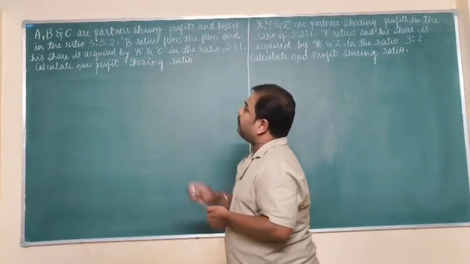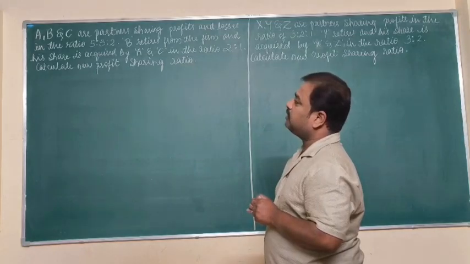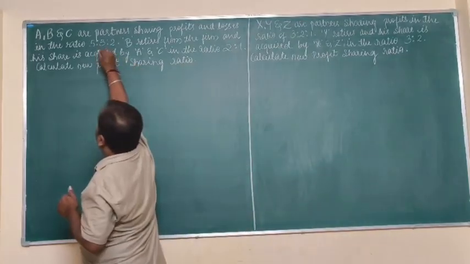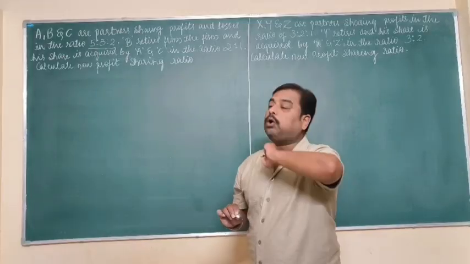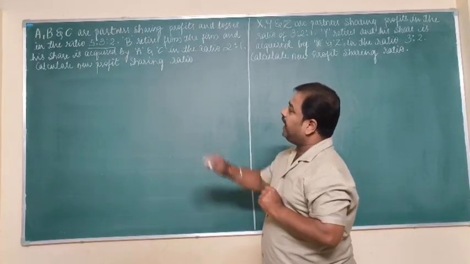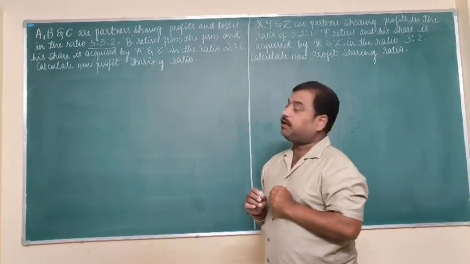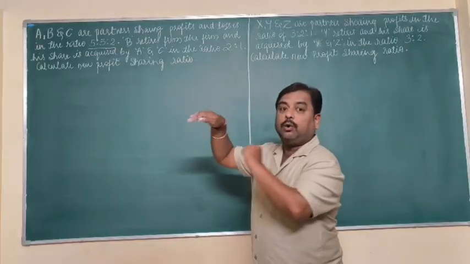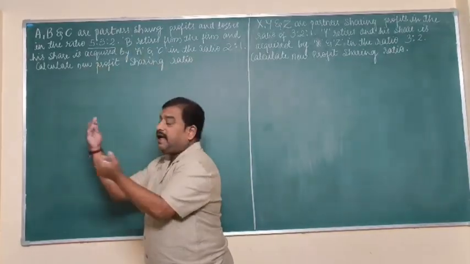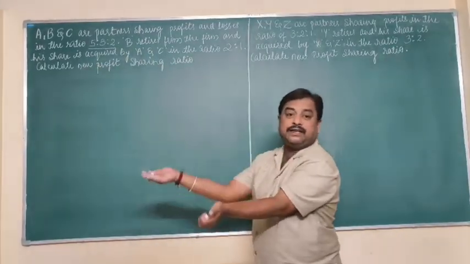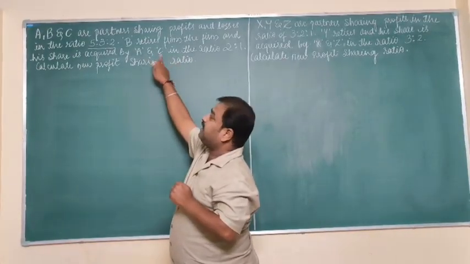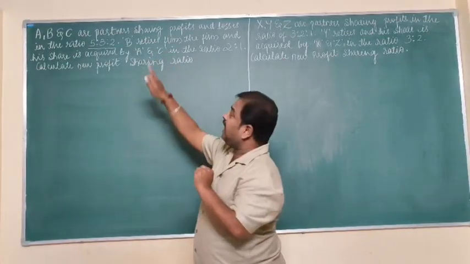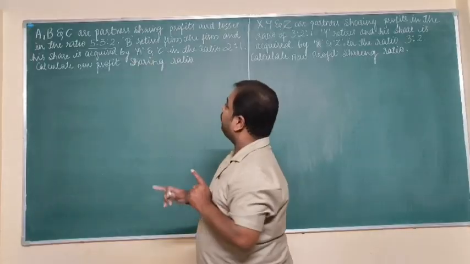A, B and C are partners sharing profits and losses in the ratio of 5:3:2. What is this 5:3:2? Old ratio. Who is retiring? B retires from the firm, and whose share? B's share is acquired. Acquired means gained by A and C. So here A and C are the continuing partners and B is a retiring partner.